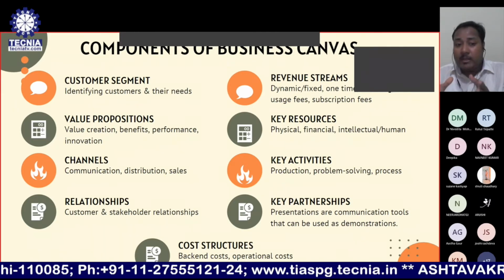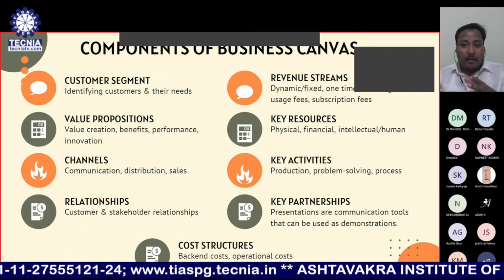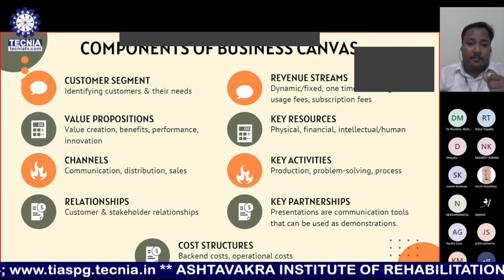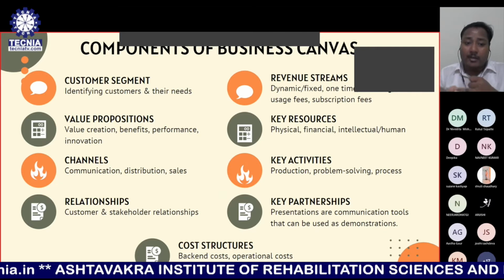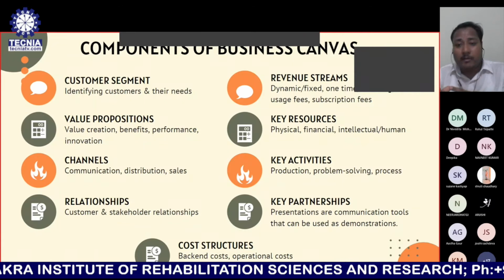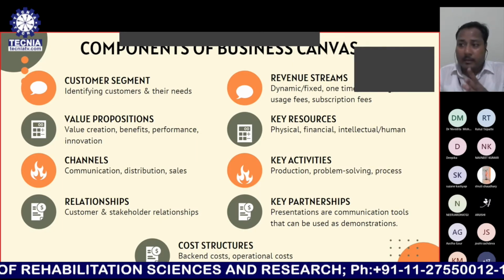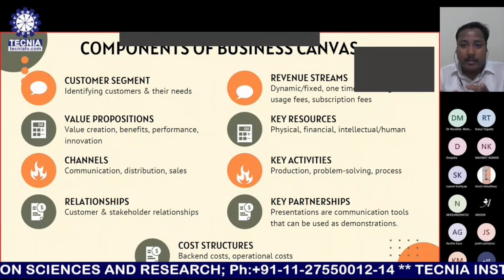What are the communication channels, what will be the distribution channel, how the sales will be done, that comes in the channels. Then comes the relationship: how you are going to manage your customer relationship and the stakeholder relationship. What will be your revenue stream? It will be dynamic, fixed, one time, or recurring. There are license charges, there are subscription fees, there are user fees.